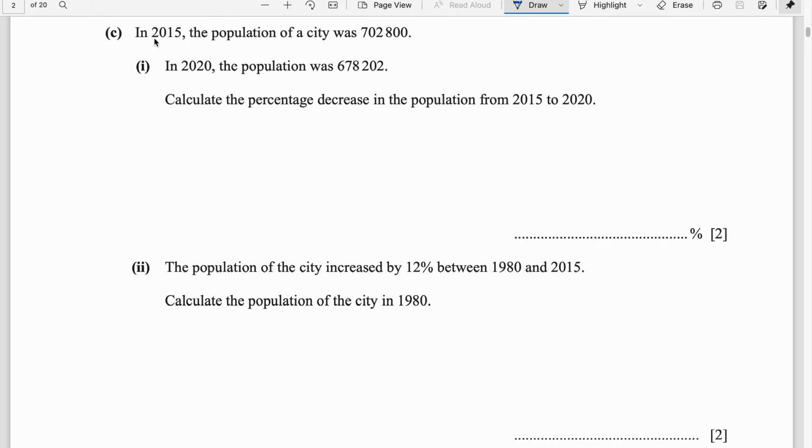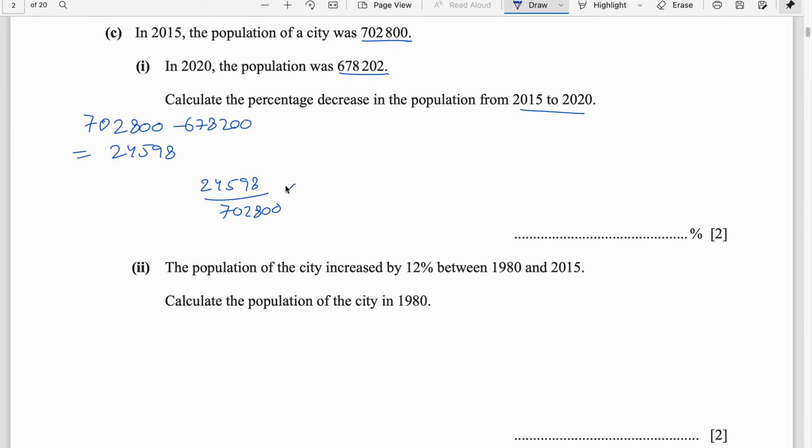C part. In 2015, the population of a city was 728,000, and in 2020, the population was 678,202. Calculate the percentage decrease in population from 2015 to 2020. So first we are going to find the difference, that is 24,598. Now we are going for the percentage, and it comes out to be 35%.